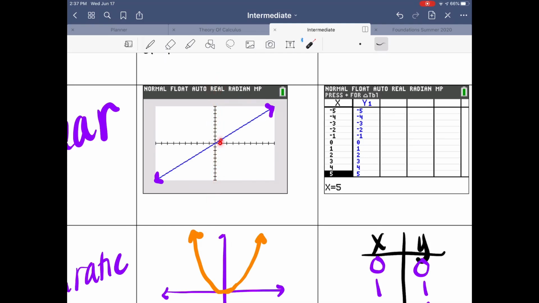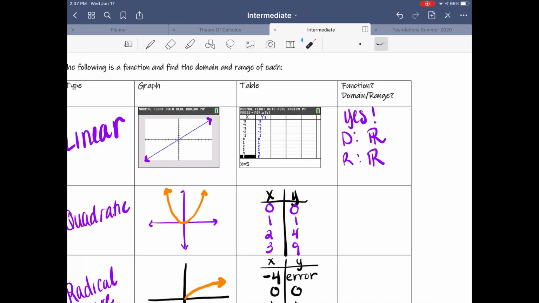See, this is a point. 1, 1, 2, 2, 3, 3, 4, 4, 5, 5, 6, 6, 7, 7. These are all points that correspond to places on the graph, and it goes on forever, and we call that all real numbers. You could also write that using interval notation in negative infinity to positive infinity.